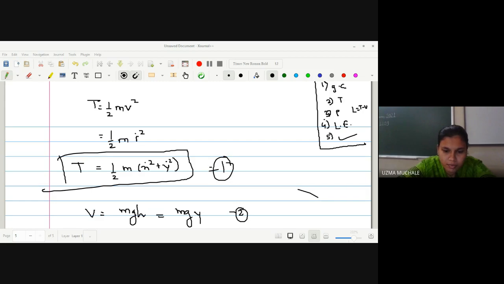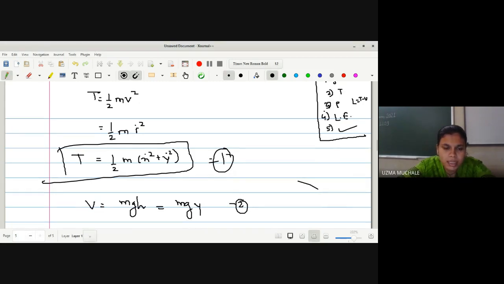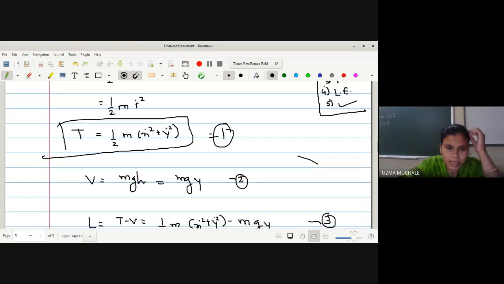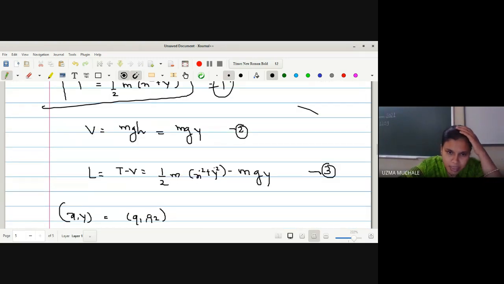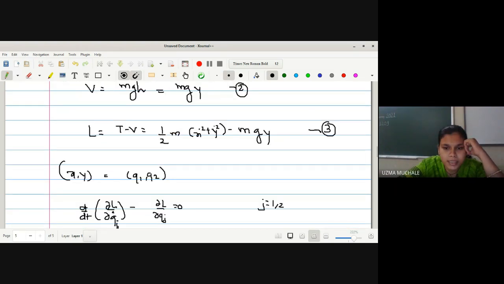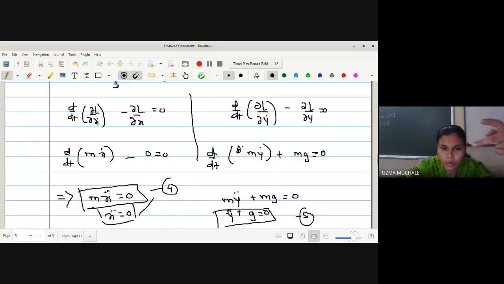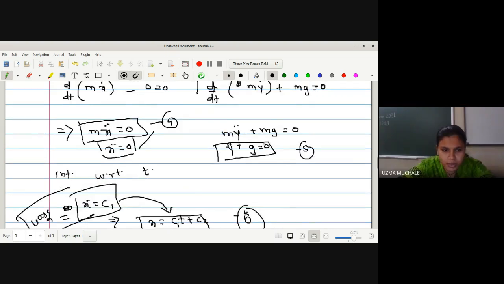And after that, we have found the kinetic energy. It is 1 upon 2 mv square, that is 1 upon 2 m r dot square. And then we have found the potential energy. So the height of this particle is nothing but the y axis. And then we have written L is equal to T minus V. Then how many Lagrange's equations of motion? We got two Lagrange's equations of motion, for x as well as for y. Okay? Understood? Yes, ma'am. And after that, just find out the derivative.